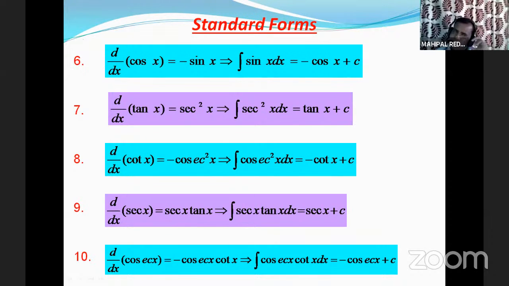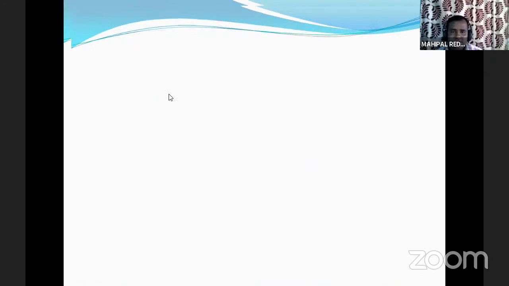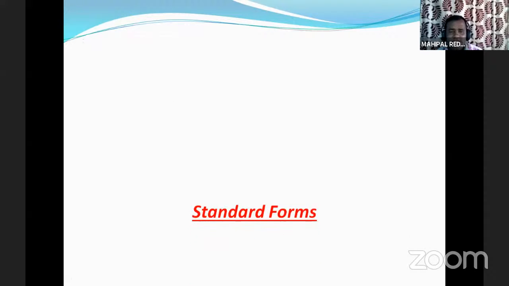Children, this is simply what you already learned in the first year, the differentiation. From that, we are getting the integration. Next, some more formulas, some more standard forms.